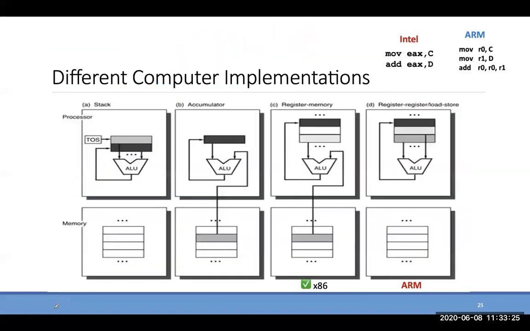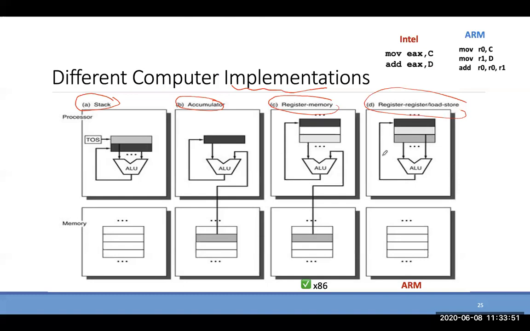So that is that. When we look at the implementation right now, we have different implementations. These are all von Neumann. This is a very important and very confusing question when I ask my students: what are the different computer implementations? We either implement von Neumann as a stack or as an accumulator. We're going to cover those later, or register-memory, or register.